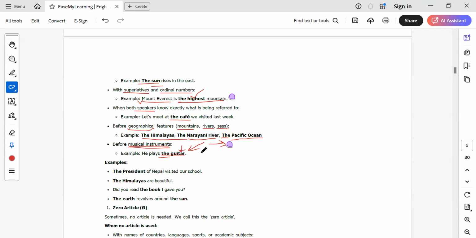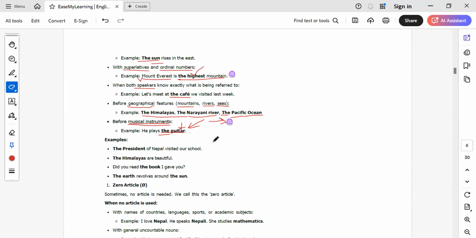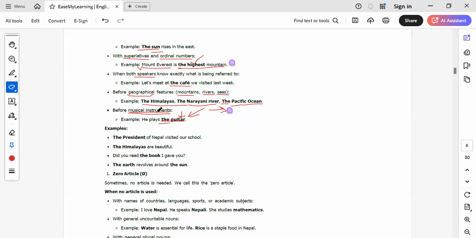The guitar, the harmonium, the tabla. Even whenever we are introducing it, we call it the. We don't call it a. This is a peculiar rule just because musical instruments are treated with a sense of respect in the English language.